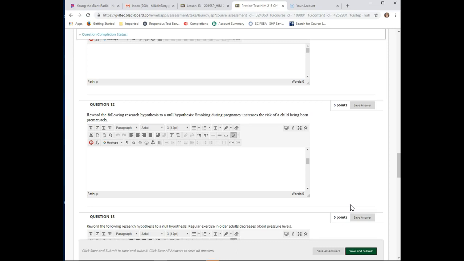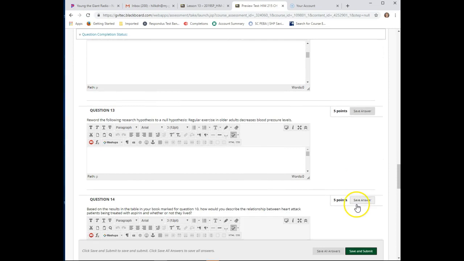So a null hypothesis statement would be the risk of a child being born prematurely will be the same for smoking pregnant women and non-smoking pregnant women. So you're basically stating there's no difference between smoking and not smoking and causing a child to be born prematurely. So the answer would be, the null hypothesis is the risk of a child being born prematurely will be the same for smoking pregnant women and non-smoking pregnant women.